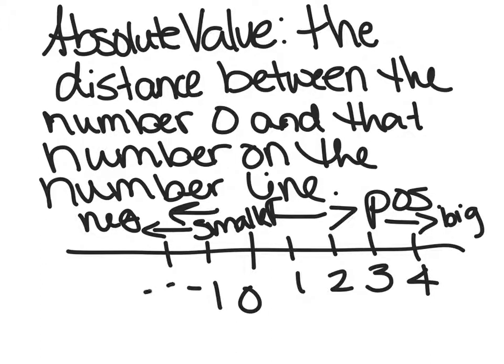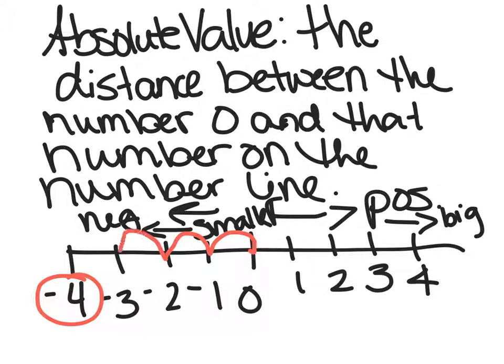-1, -2, -3, -4. So if I were to talk about the absolute value of the number -4, I would count how many spots that number is away from 0. So if I were talking about -4, I start at 0 and I'd go 1, 2, 3, 4 spots over, okay?